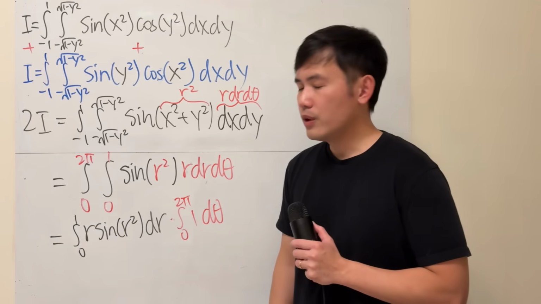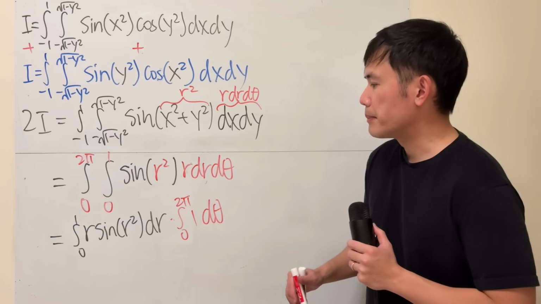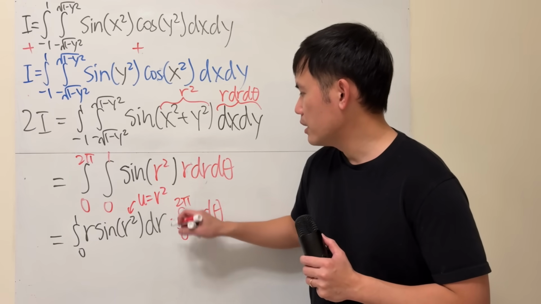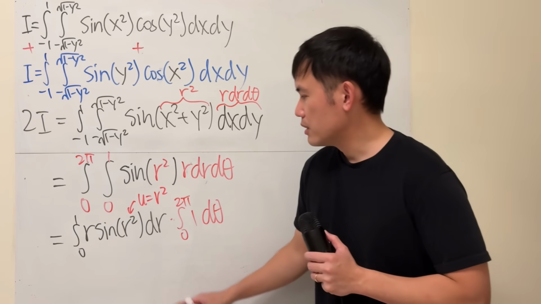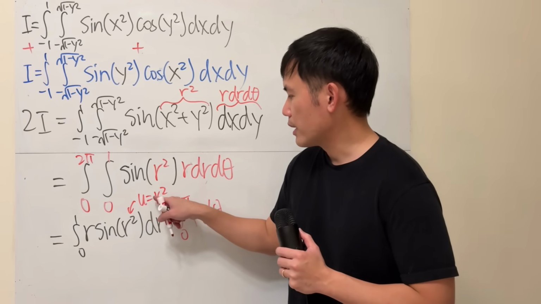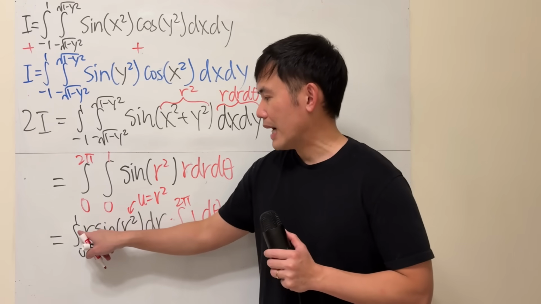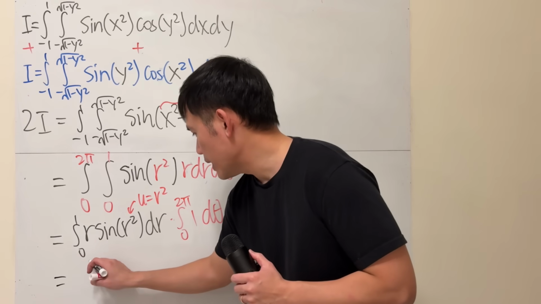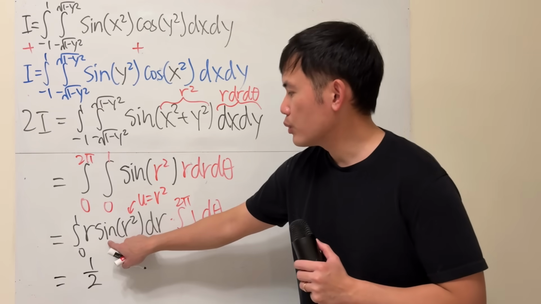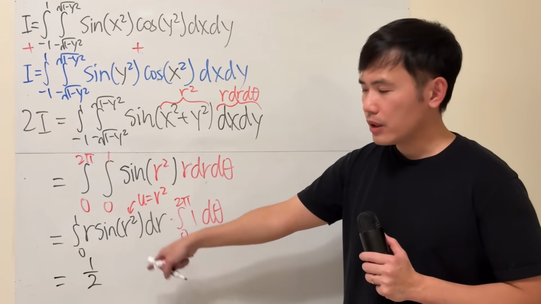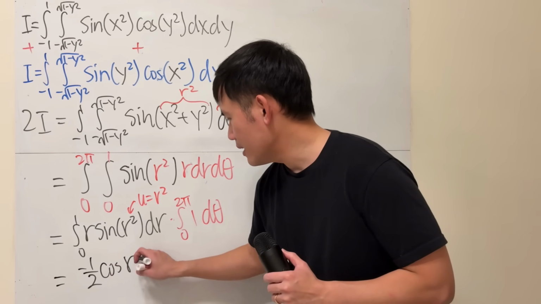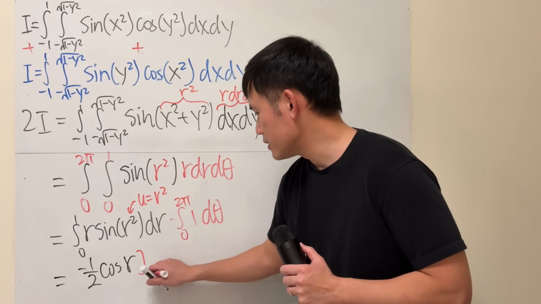Now, for this integral, we can just do a usual u substitution. So right here, u equals r squared, and then I'll let you guys finish. Remember, we have the 2, right? The derivative is 2r. So we have to have the 1/2 after the integration. So we get 1/2, and the integral of sine is negative cosine. So it's negative cosine r squared, and then it's a 1/2. And we go from 0 to 1.